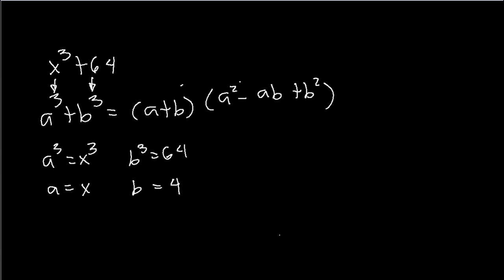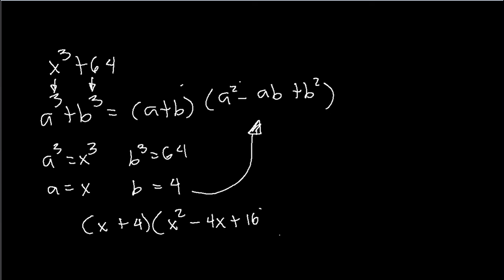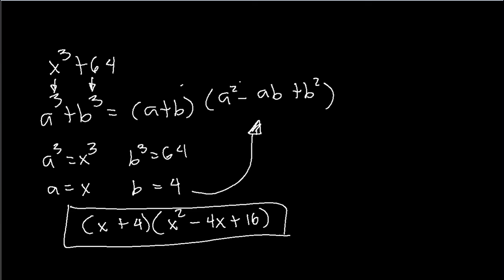Now all that's left to do is to substitute these values to this formula. We should be able to get a equals x and b equals 4. A squared is just x squared, minus a times b, which is 4 times x. That should be 4x, plus b squared, which is just 4 squared, which is equal to 16. That will be your final answer for this expression. Let's jump into another example.